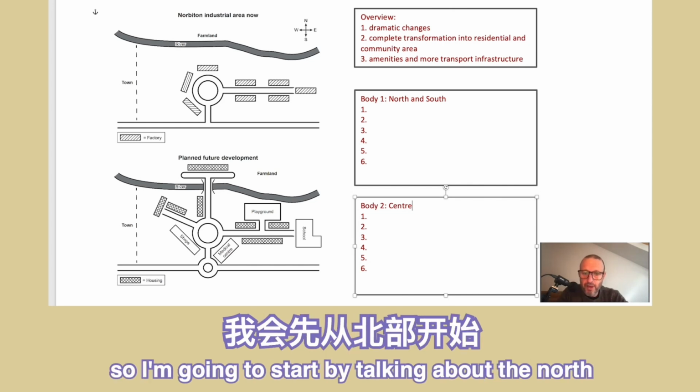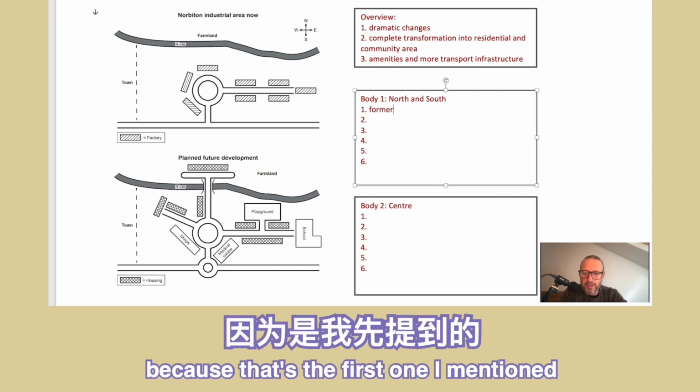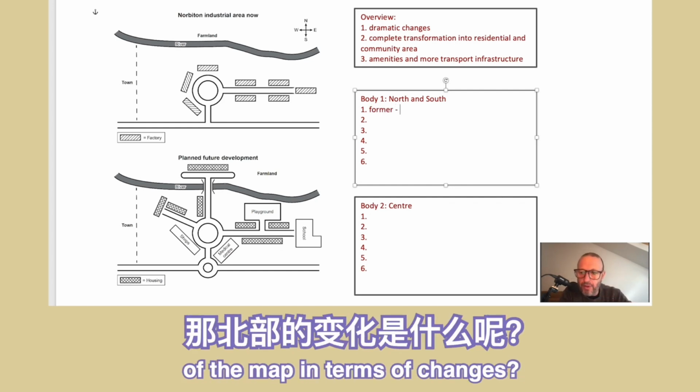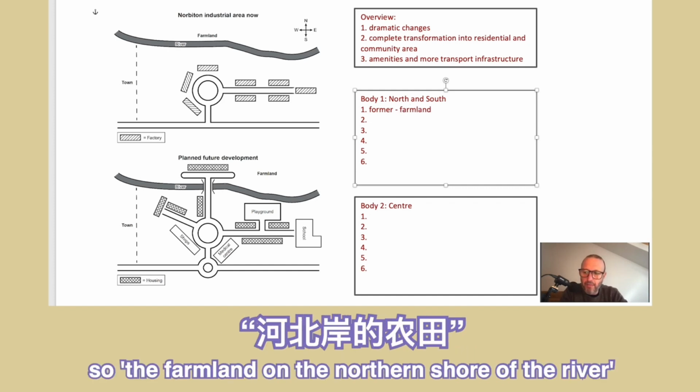So what am I going to say about the north and the south of the changes? So I'm going to start by talking about the north. Okay, the north, and I'm going to call that the former because that's the first one I mentioned. Now, what can we see in the very north of the map in terms of changes? Well, let's start with the farmland. So the farmland on the northern shore of the river.